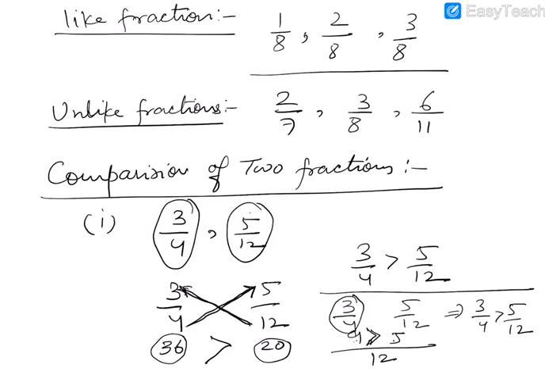So I have discussed here two methods. First one is the cross multiplication method and second one is the LCM method. You can use any one method while comparing two fractions. When more than two fractions are there, how to compare them? Then again we can use the LCM method. In that case we cannot use cross multiplication, and that I'll cover in my next video.